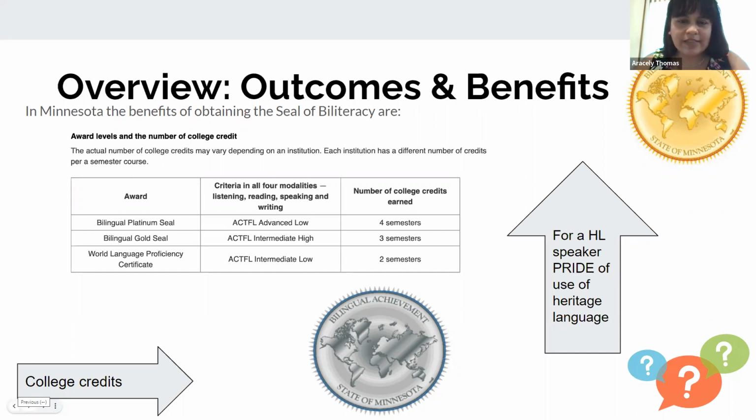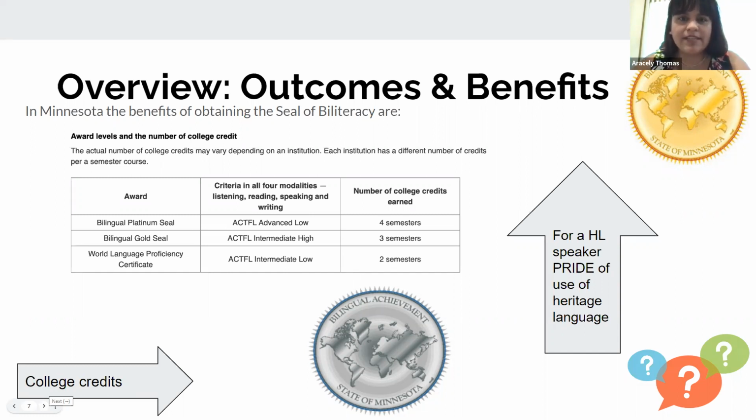In 2018, Minnesota seals and certificates were awarded in Arabic, ASL, Chinese, French, German, Hindi, Japanese, Hmong, Karen, Latin, Oromo, Portuguese, Russian, Somali, Spanish, and Tamil. Minnesota State Universities, but not the R1 universities of Minnesota, upon request by the student, will award college credits upon enrolling in the college.